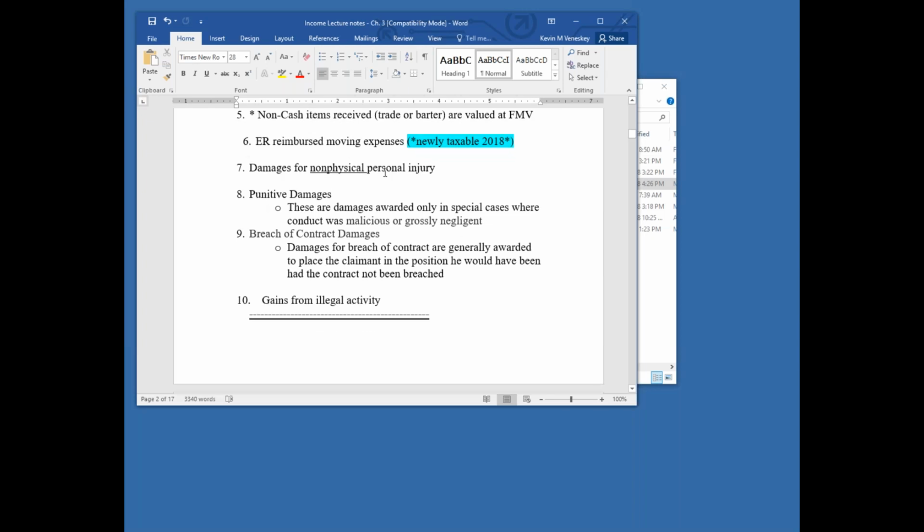Damages for non-physical personal injury. A lot of times these are for mental strain, whatever it may be called in the legal world. If it's non-physical, if it's not like a broken bone recovery, then you are required to report that and pay tax on the amount of damages you received, especially if the damages are punitive damages. Punitive damages basically are out there to punish the guilty party, and you just happen to be the recipient to get the extra windfall.